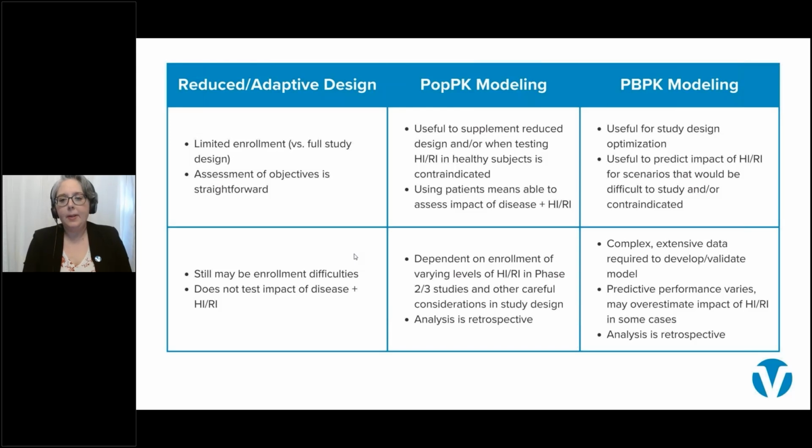And then finally, population PK modeling is useful for study design optimization and for predicting the impact of hepatic and renal impairment for scenarios that would be difficult to study or even contraindicated. The downside is it is complex and requires a lot of data to develop and validate. And the predictive performance can vary, particularly for the higher levels of hepatic or renal impairment. But this is an area that is rapidly growing, and as we gain more information, may become an even more powerful tool.